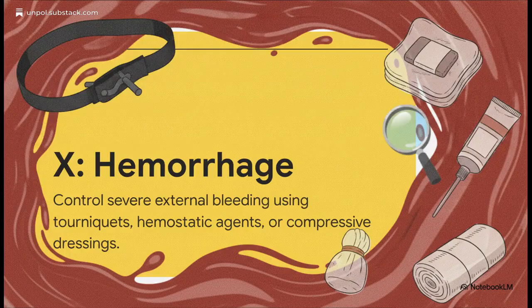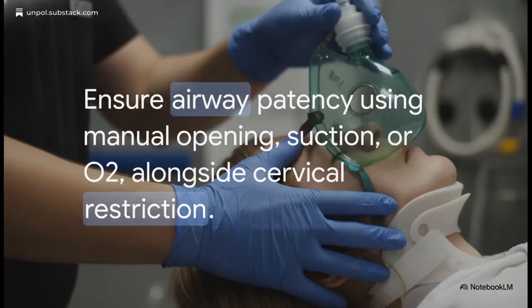Let's start with the absolute most critical piece, X, for exsanguinating hemorrhage. We are talking about severe, massive external bleeding. You have to control this immediately. You're using tourniquets, hemostatic agents to pack wounds, or heavy compressive dressings. Listen, in a combat or severe crisis zone, if you fail to stop blood loss right here at Step 1, nothing else in the algorithm matters. The timeline just ends.